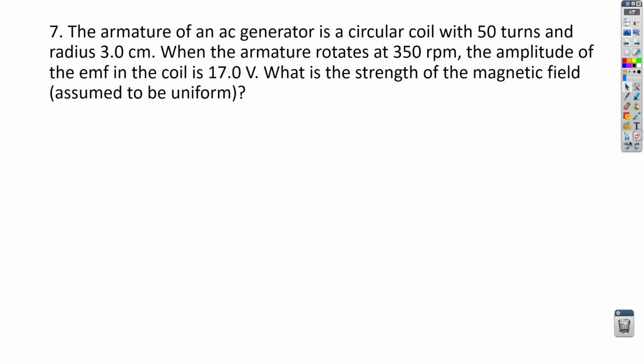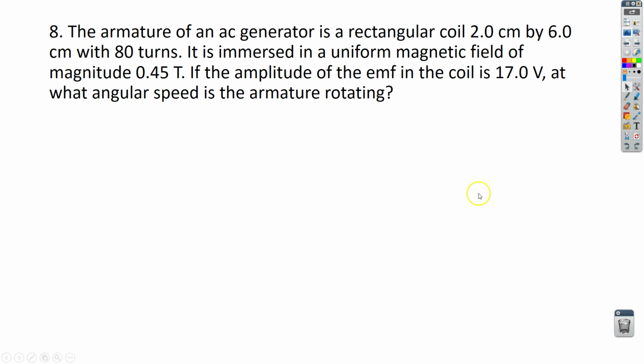For number 8, it says the armature of an AC generator is a rectangular coil, and here this one is 2 centimeters by 6 centimeters. So remember, we said that these coils can be any shape, and we just have to find the area for them. It's immersed in a uniform magnetic field of 0.45 Tesla. If the amplitude is 17, they want to know what is the angular speed of the armature when it rotates.